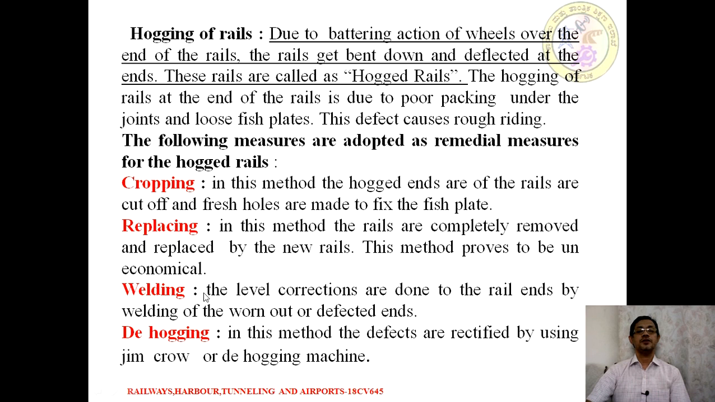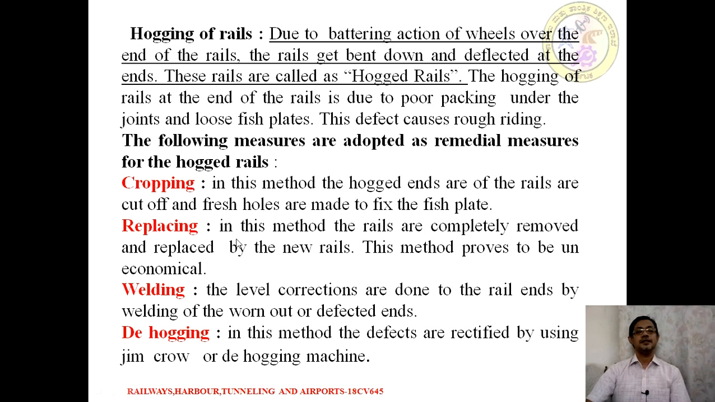Depending upon the situation or the nature of hogging of a rail, the remedial measures are going to be made use of. Moving on to the first one, that is cropping. In this method, the hogged rails are cut off, then fresh holes are made to fit the fish plate. Whenever we use the cropping method, fresh holes are drilled inside the web so that the fish plates can be joined. That is the first method, cropping.